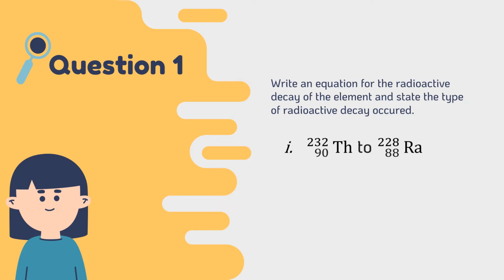Number 1 is the decay of thorium-232 into radium-228. And number 2 is the decay of radium-228 into actinium-228, which is the isotope of radium.